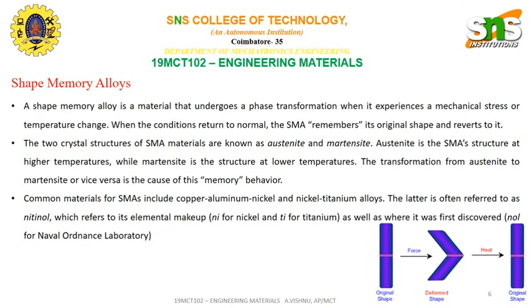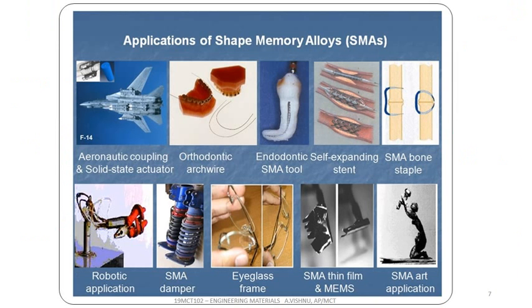The common materials for SMA include copper-aluminum-nickel and nickel titanium alloy. The latter is often referred to as nitinol, which refers to its elemental makeup, Ni for nickel and Ti for titanium, as well as where it was first developed, NOL for Naval Ordnance Laboratory. The changing shape of the shape memory alloy is shown in the figure that I have stated at the right lower corner of your slide, where the original shape is deformed due to force. Whenever the temperature is applied again, it regains its original shape.